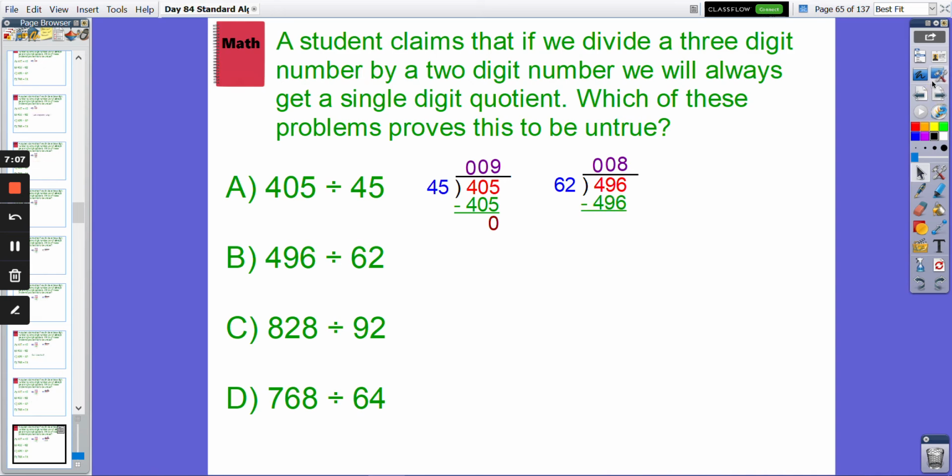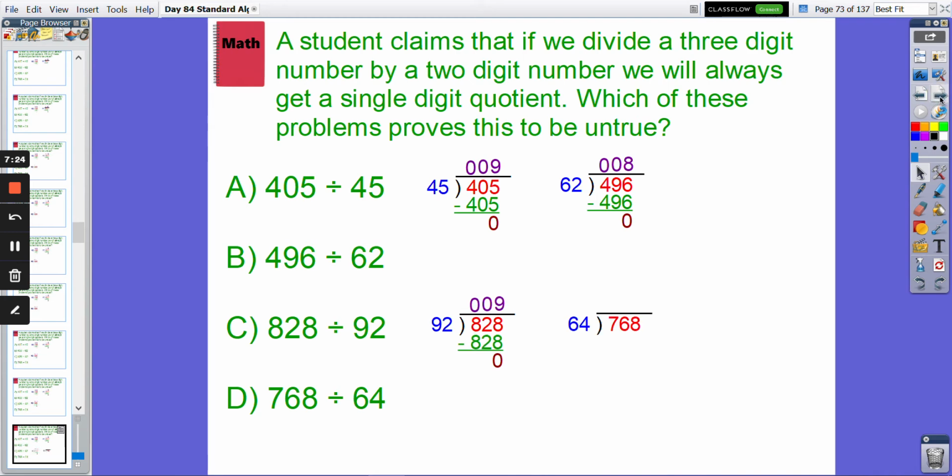Let's solve 405 divided by 45. We have a single-digit quotient. 496 divided by 62. We have a single-digit quotient. 828 divided by 92. We have a single-digit quotient. And 768 divided by 64.